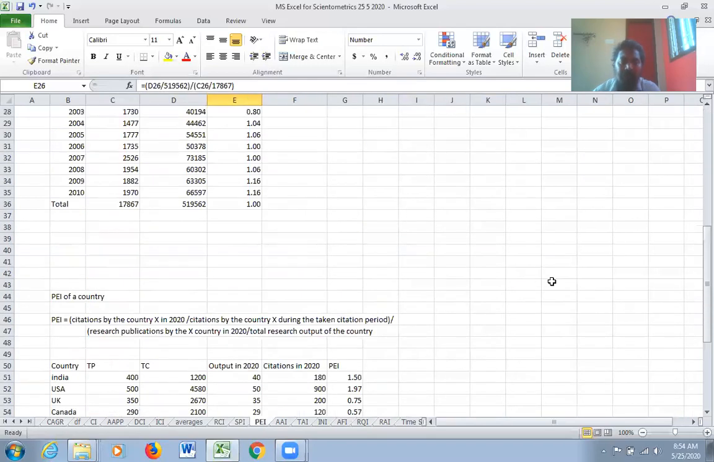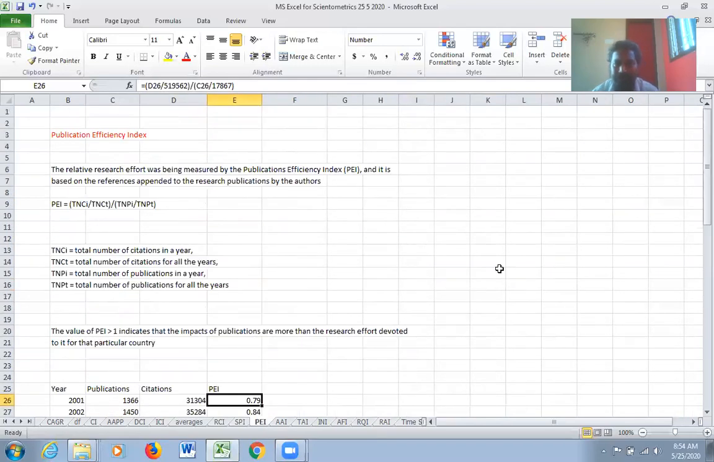Then comes publication efficiency index, and this tells you how many citations you received in a year and how many papers were published in a year. Based on that, you get the publication efficiency index. So you publish papers, and what is the efficiency of your publications? It depends on how many citations your papers are going to receive. So based on the number of citations your papers receive, your publication efficiency is calculated. Fine. So how to calculate?